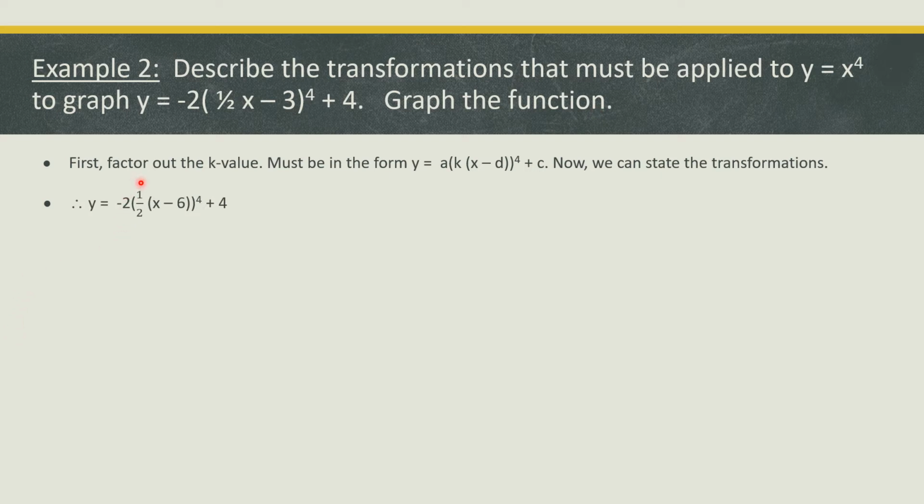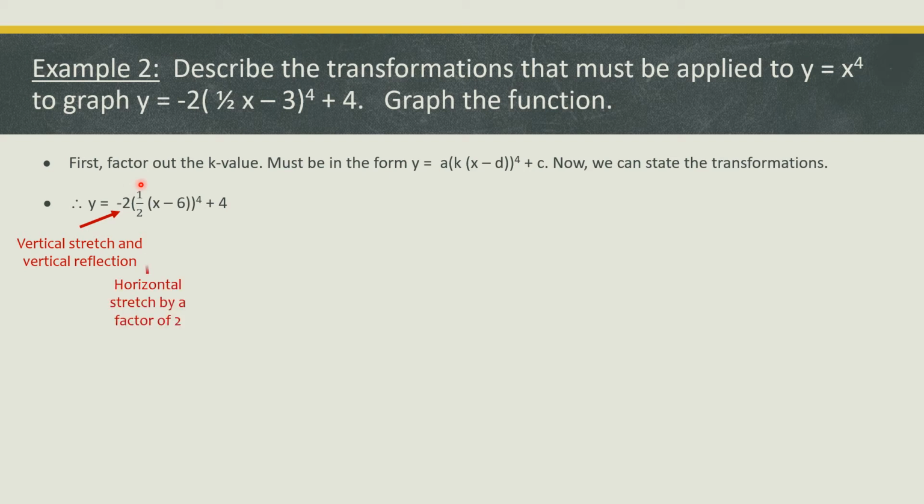If I distribute the 1/2 times x, I would get 1/2 x. Distribute 1/2 and multiply it with negative 6, and I will get this negative 3. And the exponent is a 4. So now that we have that done, we can describe the transformations. Let's start with the a value. The first one, that's a vertical stretch and a vertical reflection because of the negative.